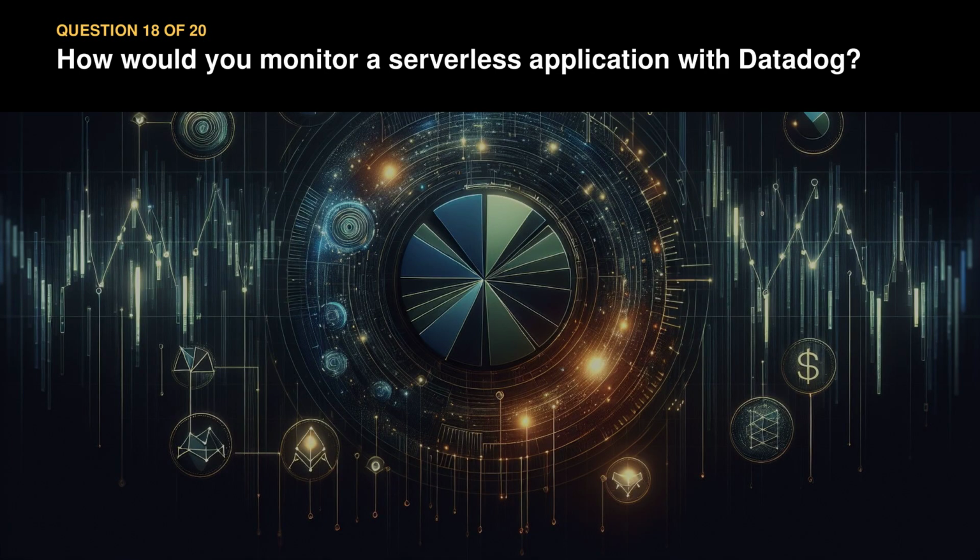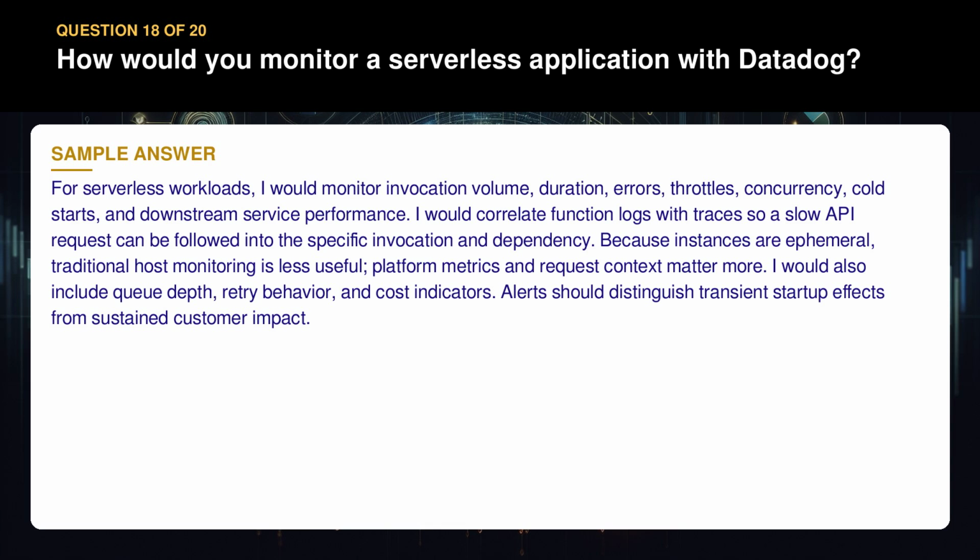Question 18. How would you monitor a serverless application with Datadog? For serverless workloads, I would monitor invocation volume, duration, errors, throttles, concurrency, cold starts, and downstream service performance. I would correlate function logs with traces so a slow API request can be followed into the specific invocation and dependency. Because instances are ephemeral, traditional host monitoring is less useful. Platform metrics and request context matter more.